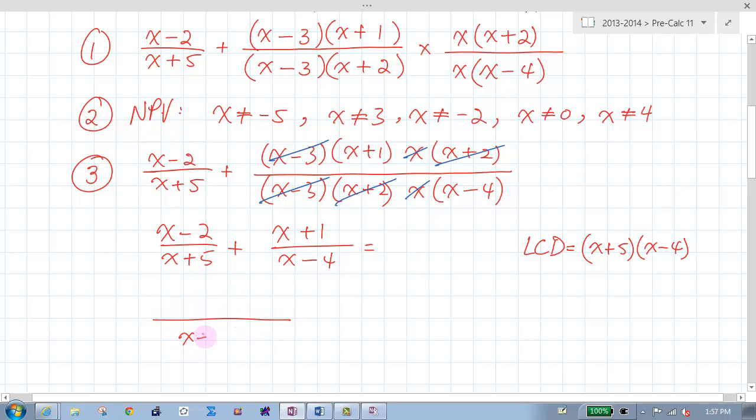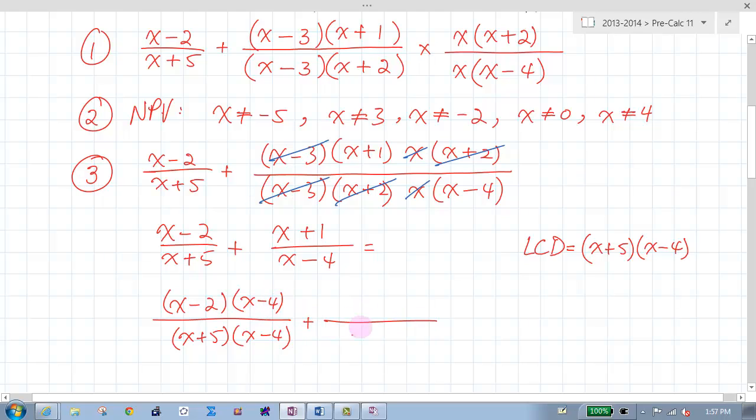So for the first fraction, it is an x plus 5. It needs to become x plus 5 times x minus 4. The numerator is an x minus 2, so we also have to multiply that by x minus 4.